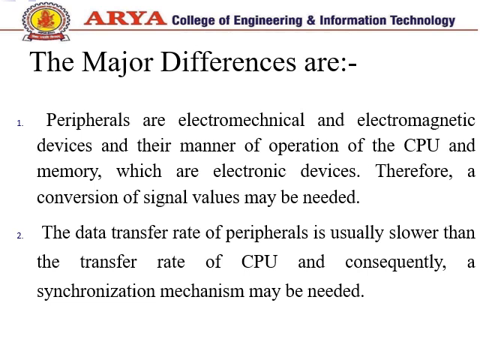The major differences are: peripherals are electromechanical and electromagnetic devices and their manner of operation is different from the CPU and memory, which are electronic devices. Therefore, a conversion of signal value may be needed. The data transfer rate of peripherals is usually slower than the transfer rate of CPU, and consequently a synchronization mechanism may be needed.